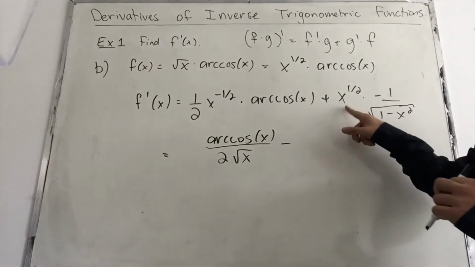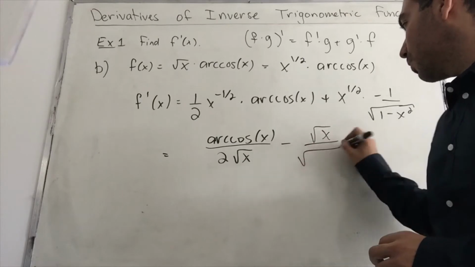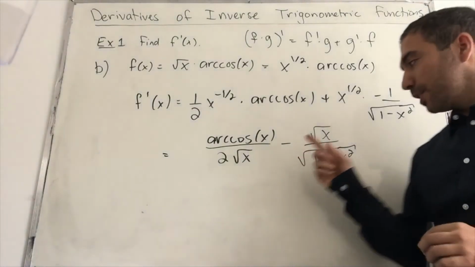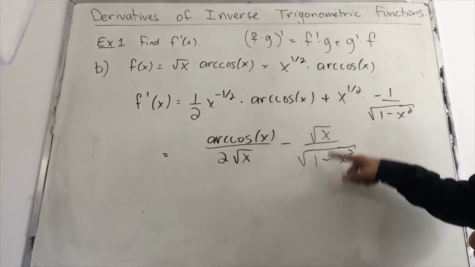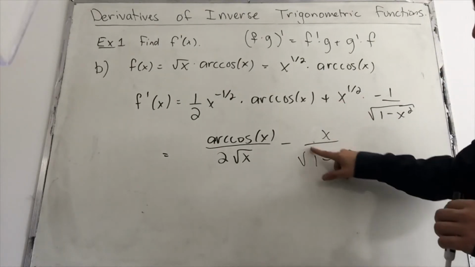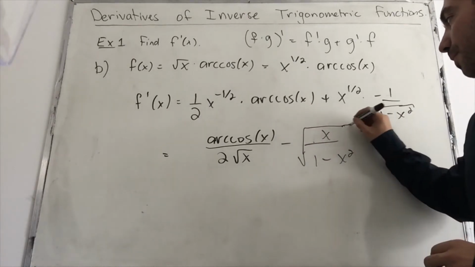Minus, here we have x to the 1/2, which we could also write as square root of x, divided by square root of 1 minus x squared. Okay, so this is fine, but since you're dividing two terms that have a square root in it, we could put them all under the same root. So your answer could be expressed in this fashion.